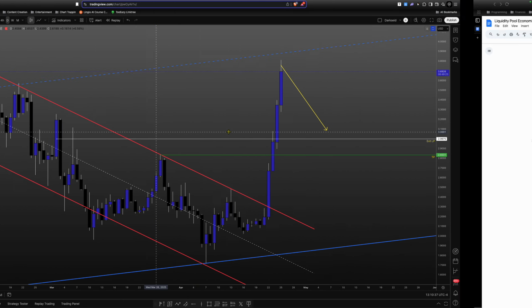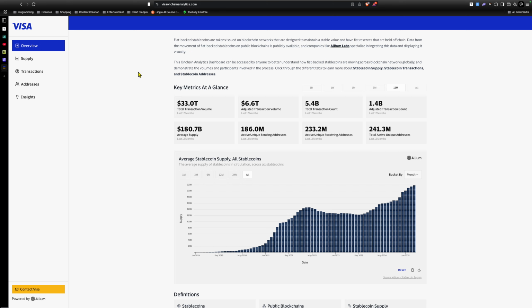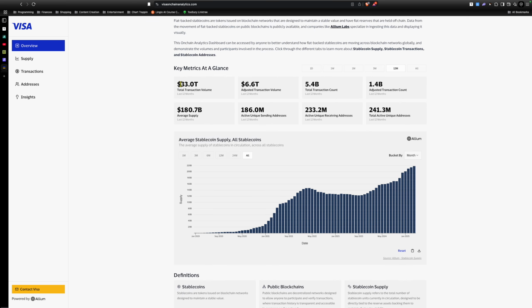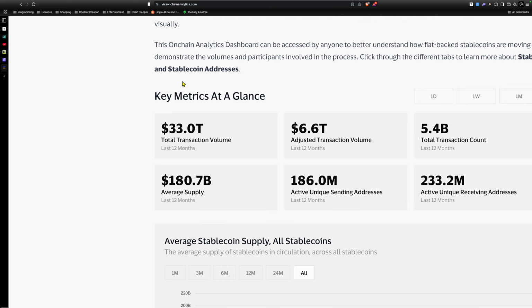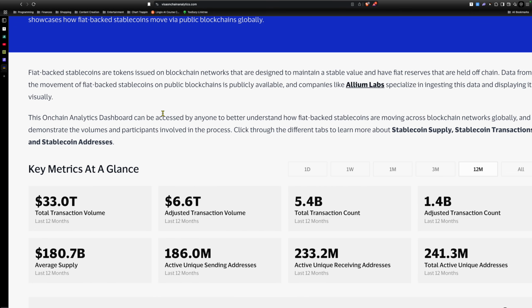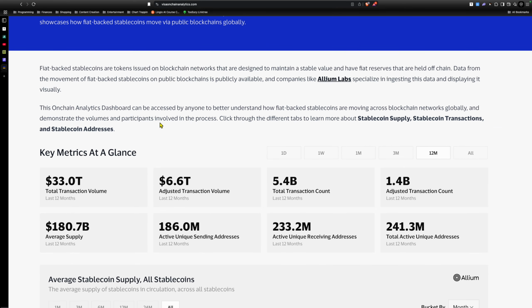All right, so write these down or pull them up and put them in your bookmarks. Visa now has a website, and it's called Visa On-Chain Analytics. The payment processing company with all the debit cards and credit cards in the world, they are now tracking crypto, and they got some pretty good analytics. So check this out. They're tracking stablecoin supply, of course, because they deal with debit cards and cards, so they care about stablecoins.